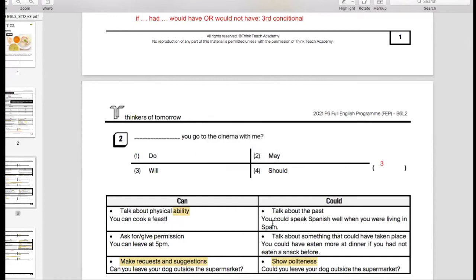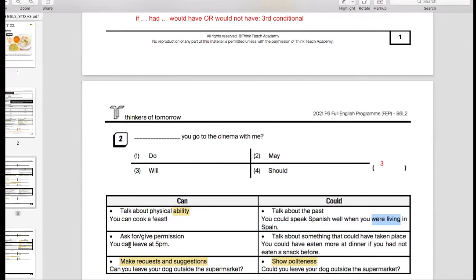All right, the difference between can and could, of course, is that could is used for a past event. See, you could speak Spanish when you were living there. So in the past, you could. Now, maybe you cannot. So for example, when you're asking for permission, you can leave at 5 p.m. You have the ability to leave at 5 p.m.